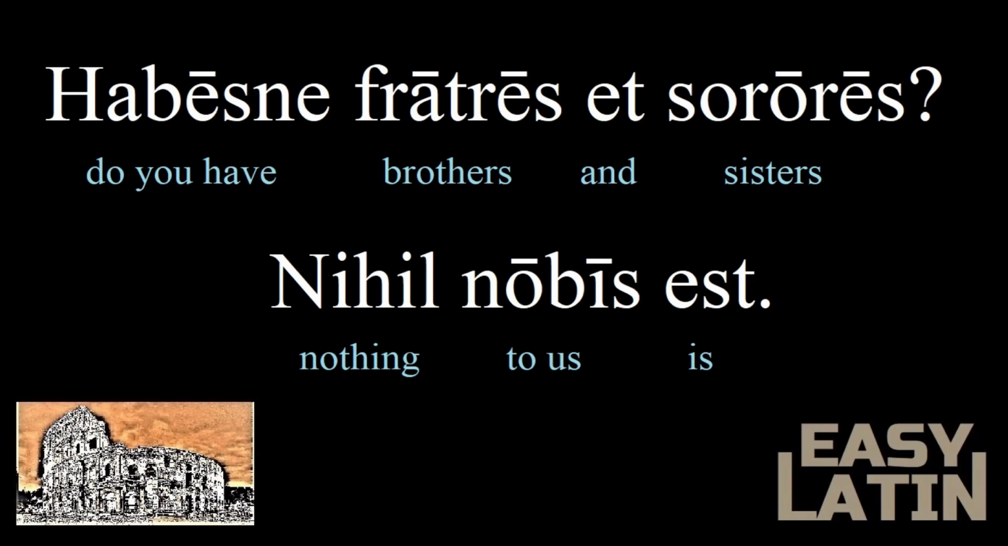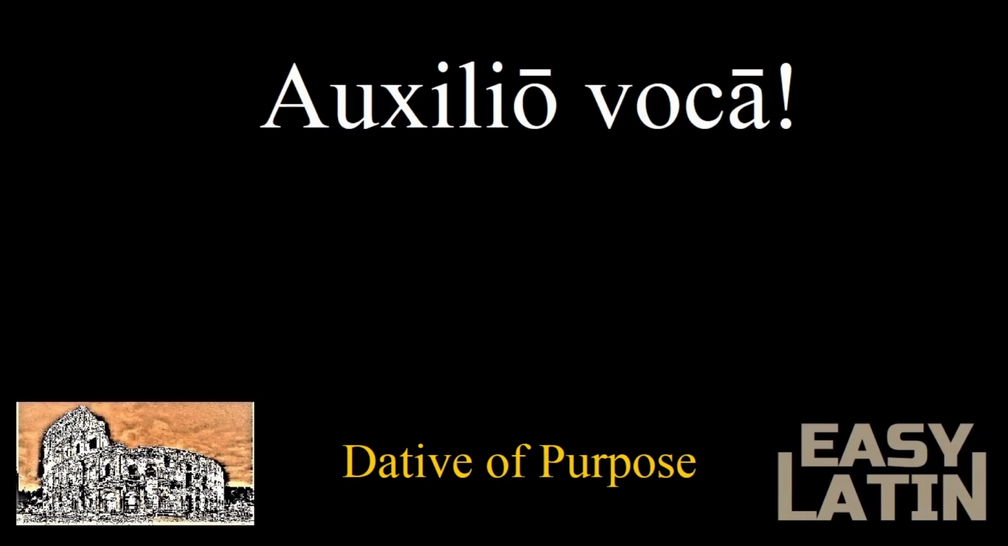These two uses are the most common uses of the dative, but another use you will see is the dative of purpose. This is easier to understand with an example. Auxilio voca. Call for help. Auxilium means help. If you recall, auxiliary verbs are also called helping verbs. And here help is not the direct object. It's the reason that we're calling, what we're calling for.